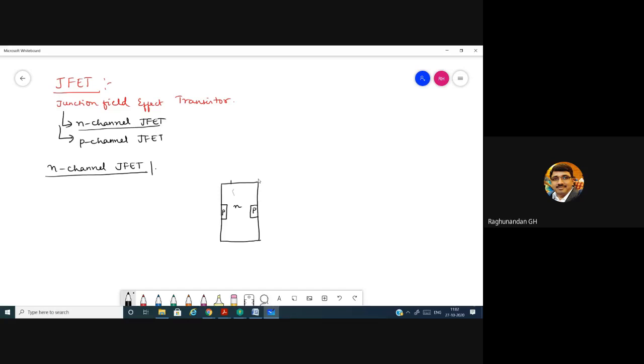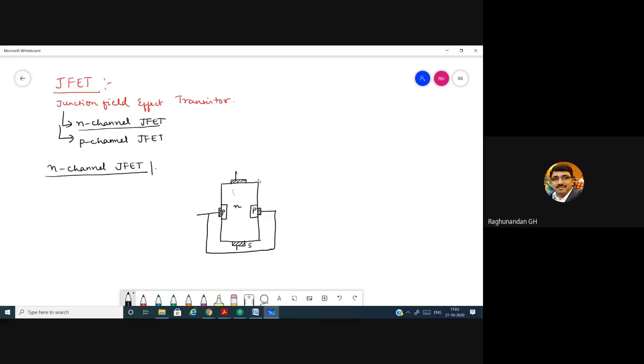After that, we are going to add the ohmic contact. So ohmic contact means it is a metallic contact. Now, these two terminals will always be shorted. Even though there are two terminals for P, they will be shorted and considered as a single terminal.